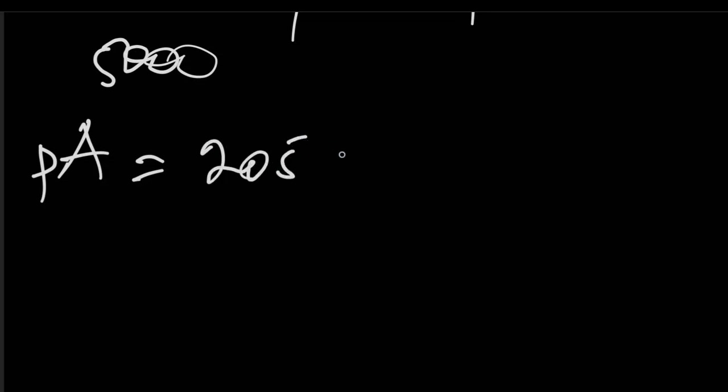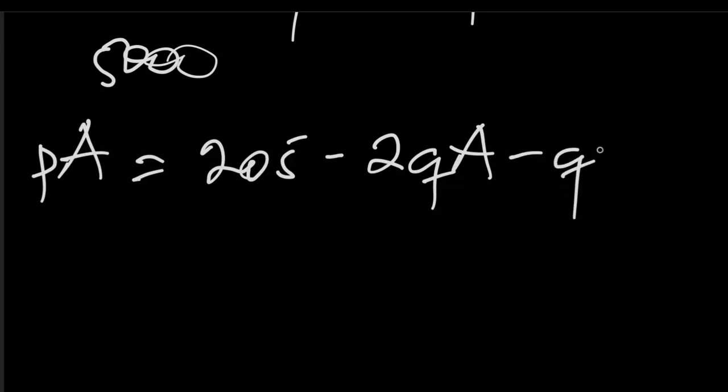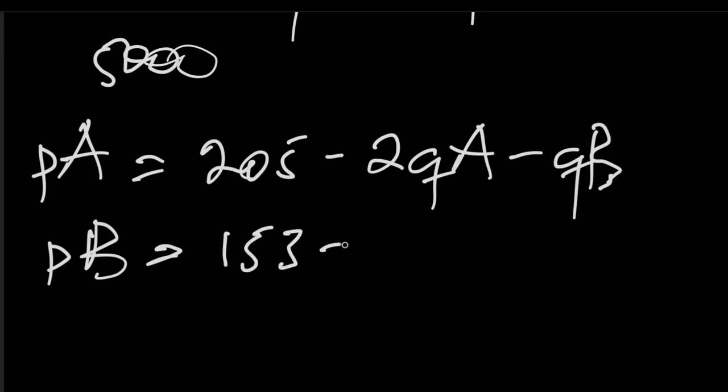And also, according to the question, the demand functions of the product, that is PA, which is equal to 205 minus 2QA minus QB, and also PB is equal to 153 minus QA minus QB.